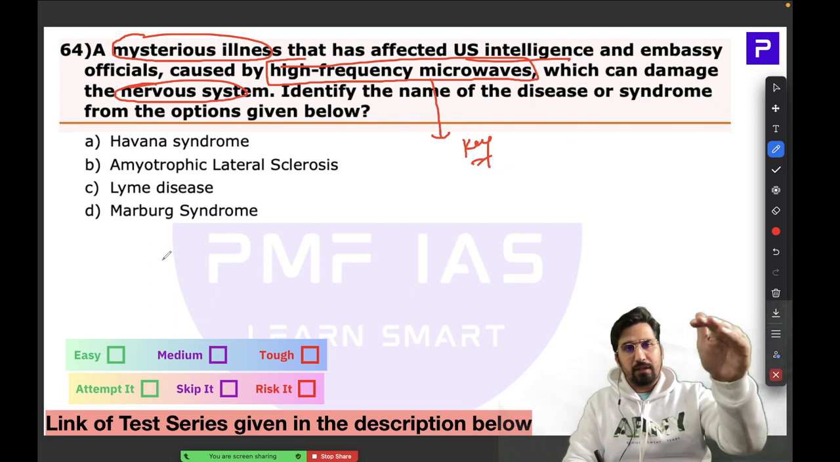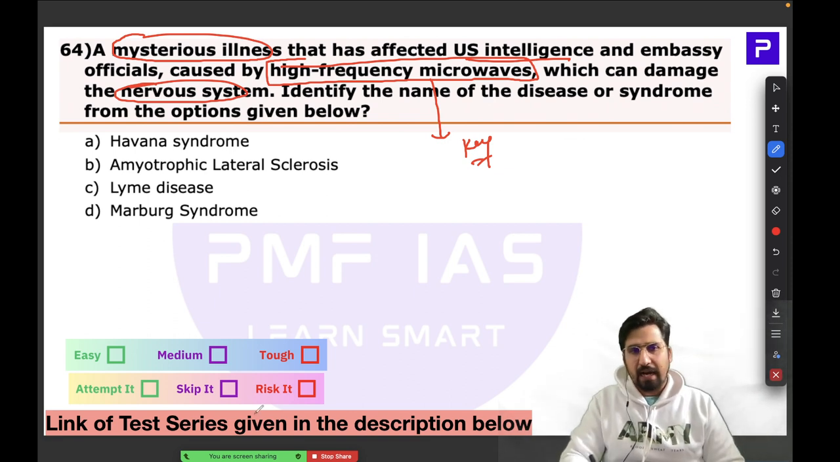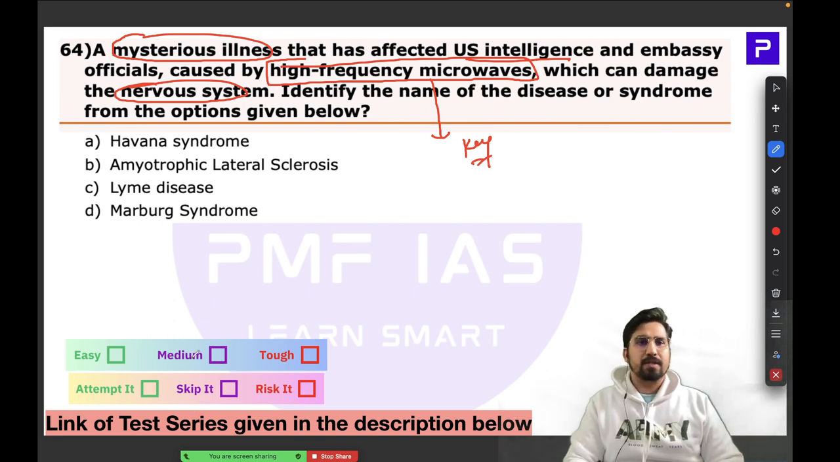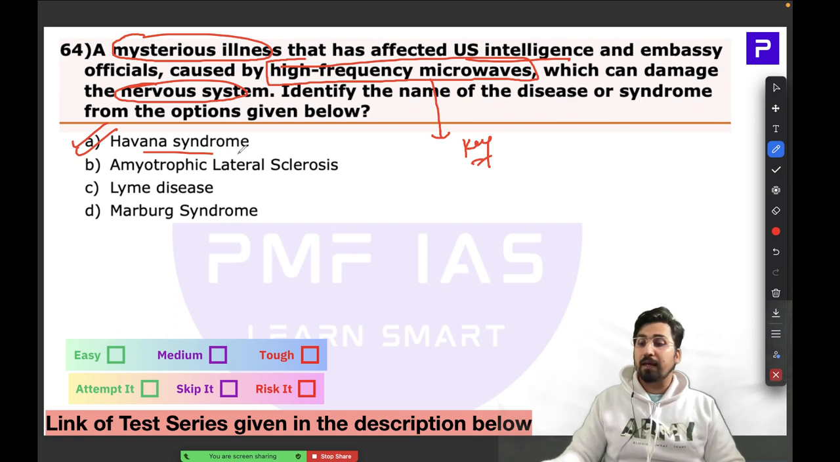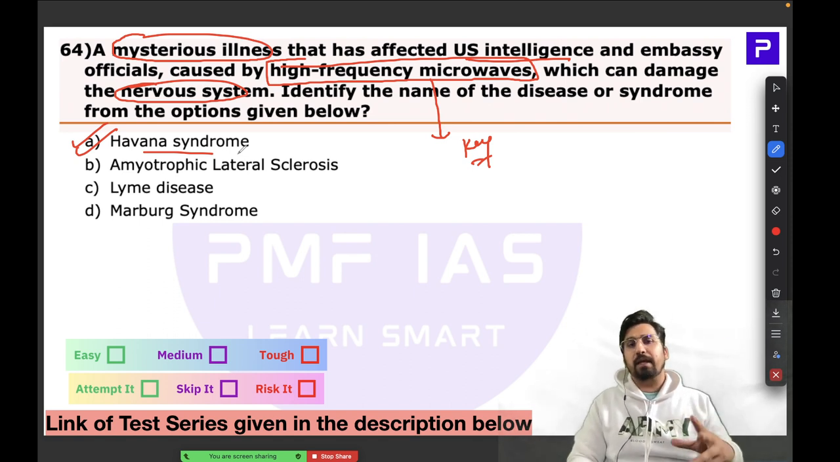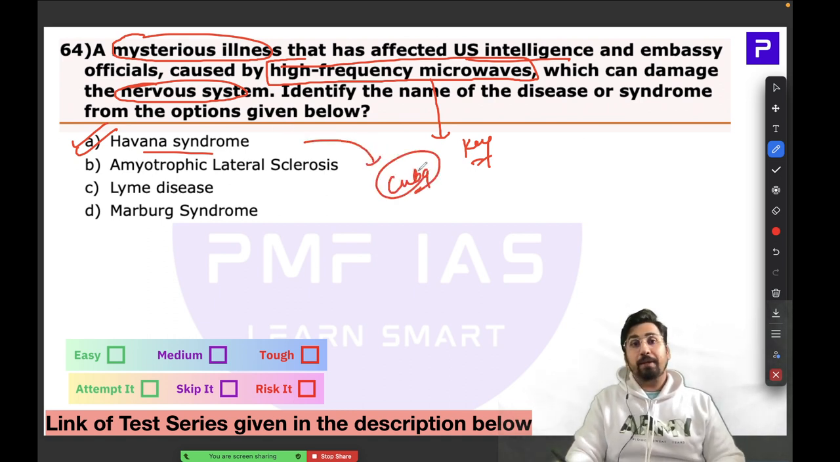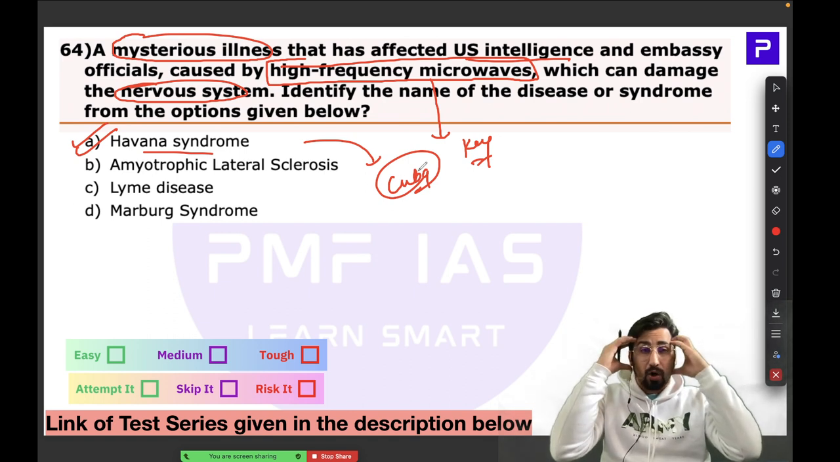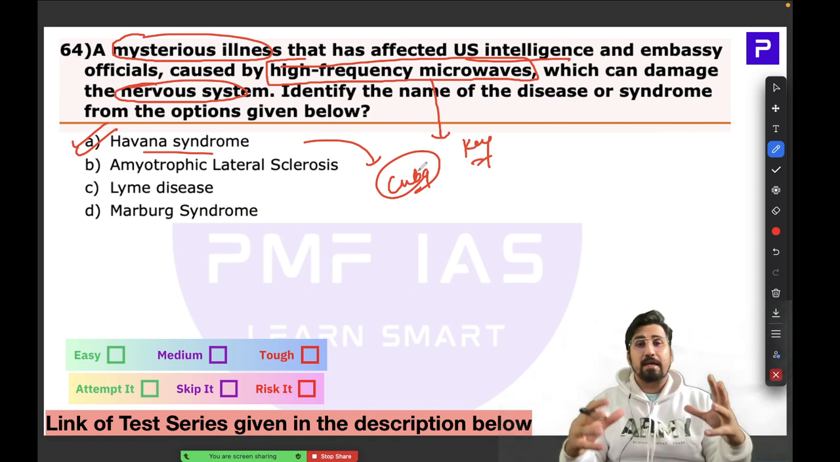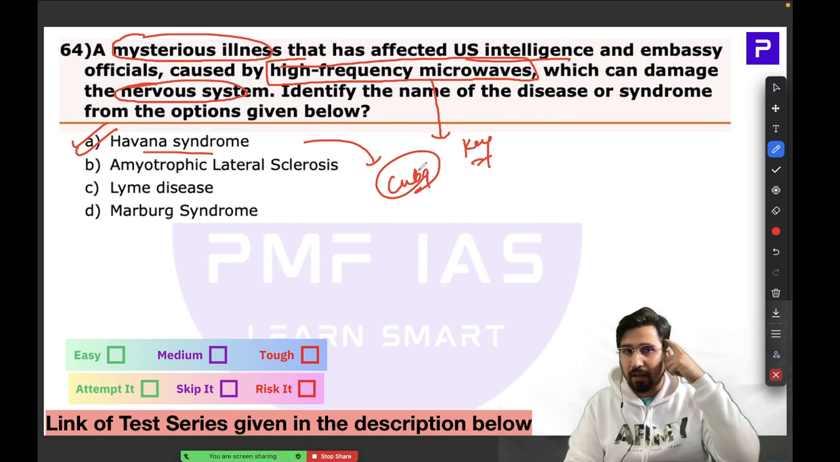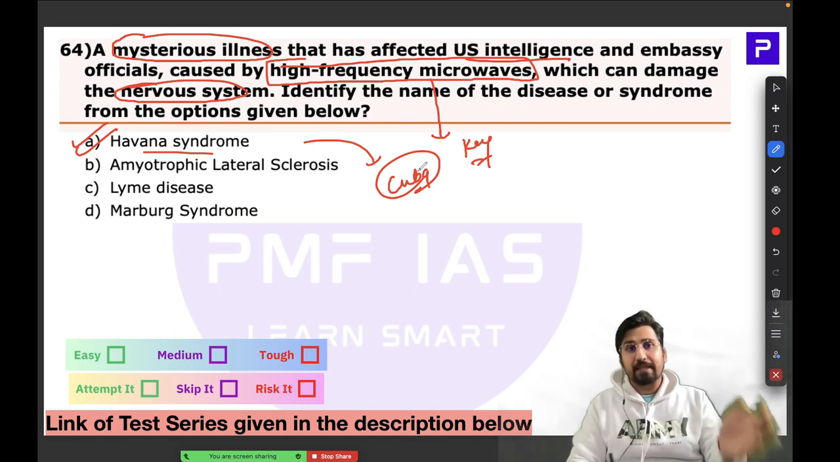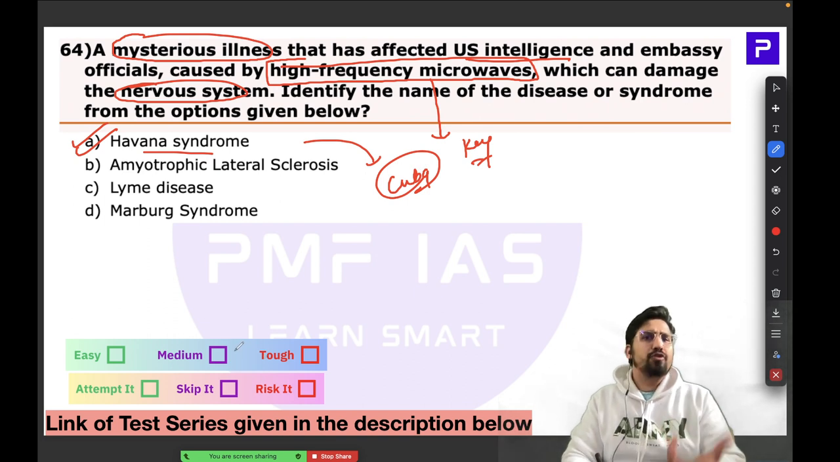You have the four diseases. I understand it's a tough question, because you have no scope of doing any logic. But the answer is very famous. It's a very, very famous disease called Havana syndrome. It was in the news in the 1960s or so, especially those American scientists who were placed in Cuba, and they experienced these high frequency microwaves. They had lots of headache, a lot of drowsiness, and they were having a lot of problems with respect to the nervous system. Because it is so famous, I think this is something that you should be aware of.